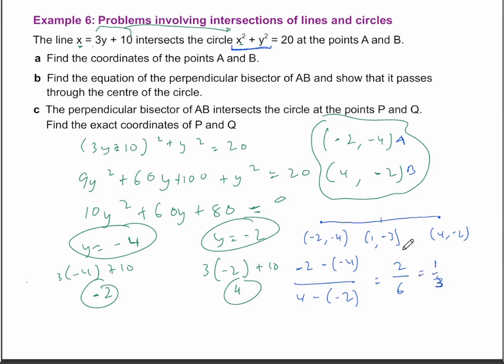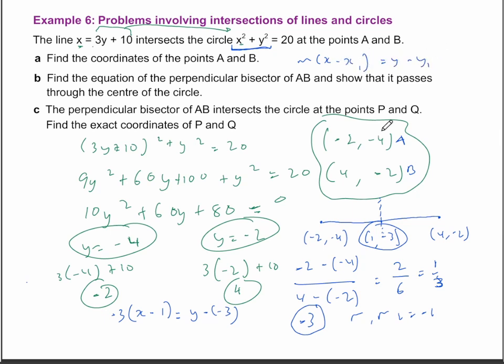And from that we can get the gradient of the perpendicular line passing through it as well, which is known as a perpendicular bisector. And that's going to be negative 3, from m1 m2 equals negative 1. So we have the gradient being this, and the point it passes through being 1 and negative 3. And from that we can get negative 3 times x minus 1 equals y minus negative 3. This format we got from m times x minus x1 equals y minus y1. We did this in the previous section if you seem a bit lost here.